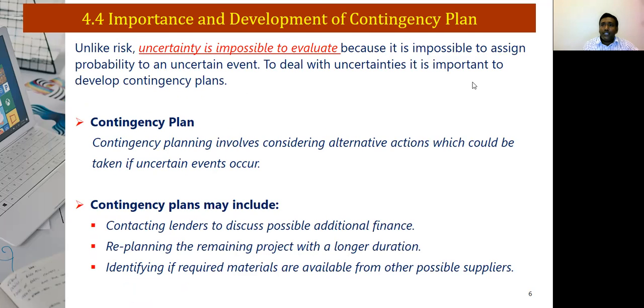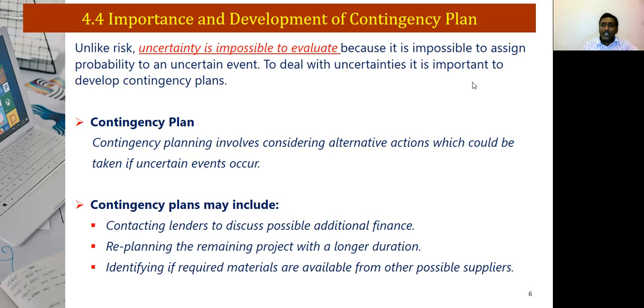Importance and development of a contingency plan. In this topic, we will be learning about why it is important to have a contingency plan, or you may call it a backup plan. Unlike risk, uncertainty is impossible to evaluate. For example, COVID. We never expected that the entire world would get into a shutdown or lockdown mode. We never anticipated something like this to happen. So uncertainty is impossible to evaluate because it is impossible to assign probability to an uncertain event.